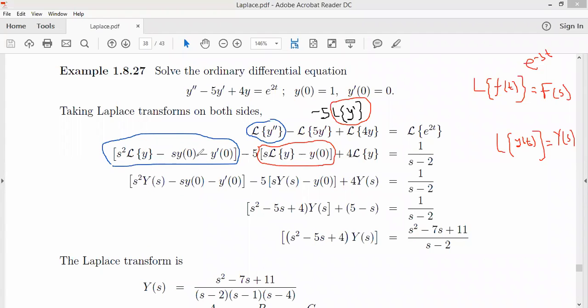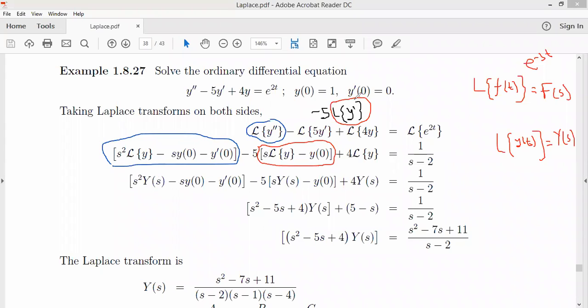s of y(0) remains s of y(0), because here we are going to impose the initial conditions. There is no L here, so this comes back, that comes back. Now here we have minus 5 s, Laplace of y is Y(s), minus y(0), which is that. This is plus 4 L of y, which is Y(s). What do we do here? We can now simplify this in terms of Y(s). Guys, just simplify this in terms of Y(s).